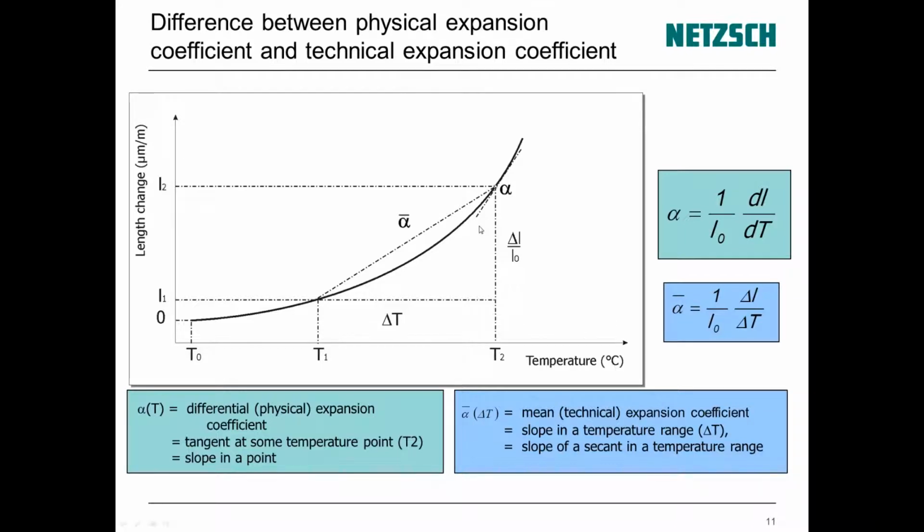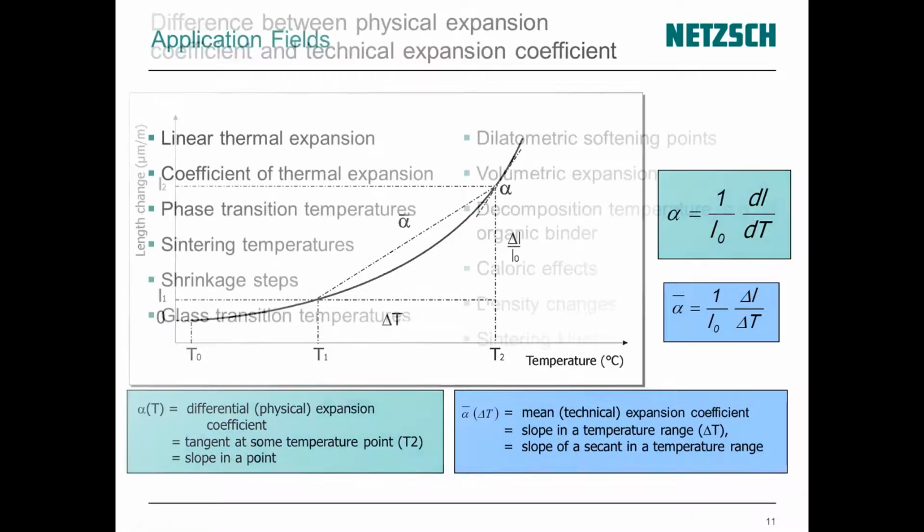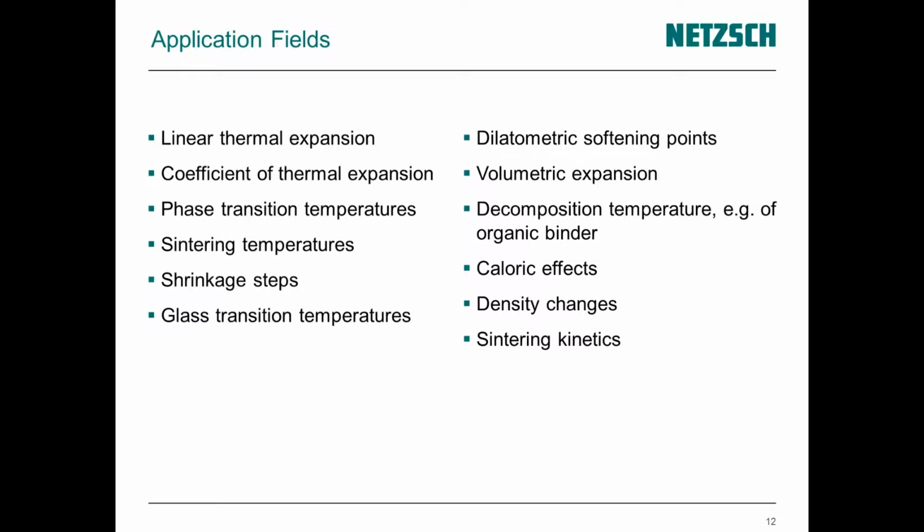Here we have the length change versus temperature, and in black here we have our expansion curve. The differential expansion coefficient alpha is the slope in a point on the expansion curve, like depicted here. So it's the slope of a tangent at some point T, whereas the mean coefficient of thermal expansion is the slope in the temperature range delta T. So here we have the slope of a secant between 2 points on the expansion curve.